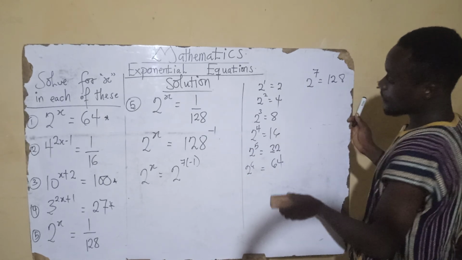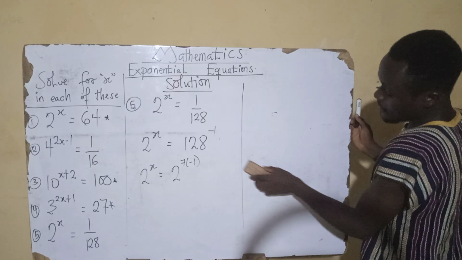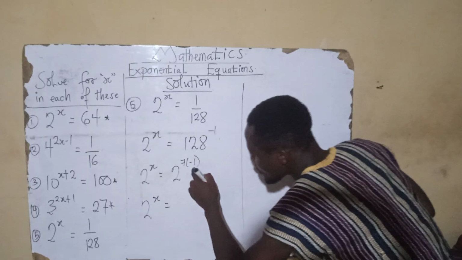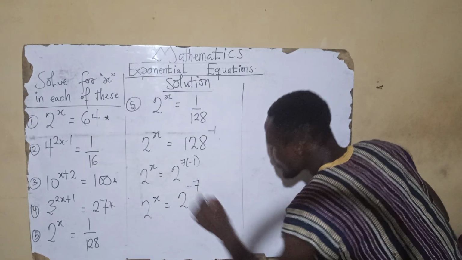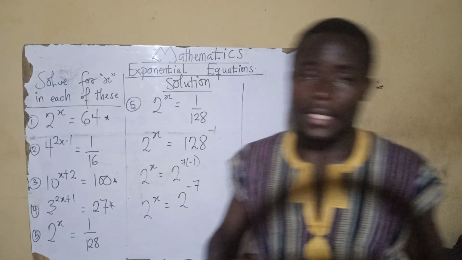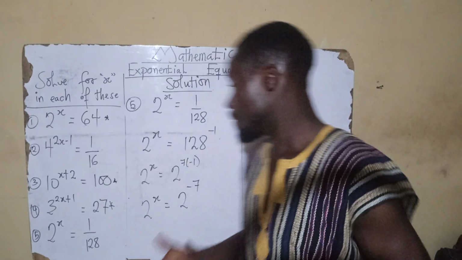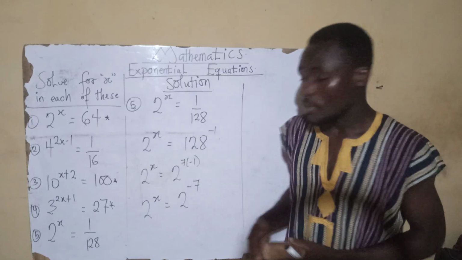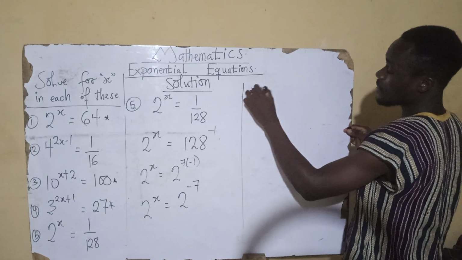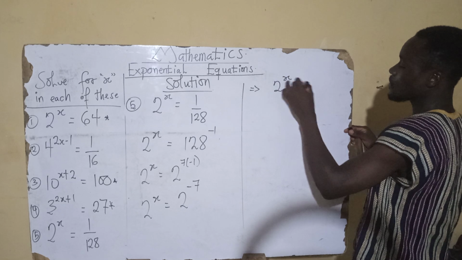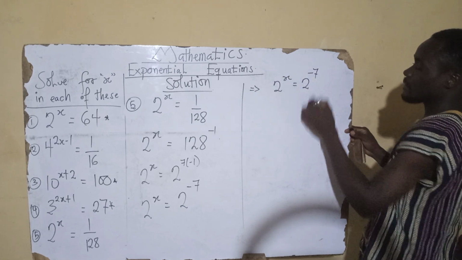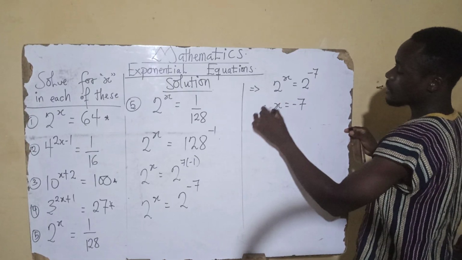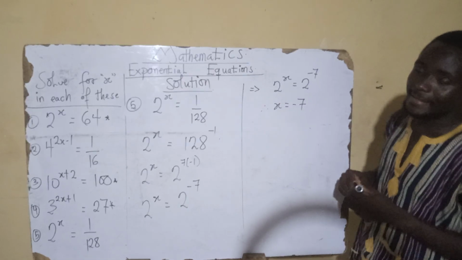Good. So let's continue. Clearing this, I now have 2 power x, which is equal to 2 power negative 7. I believe you are following and you are clear with that. So let's continue with the process. Now that the bases are the same, I can now do what? Equate the powers. So equating the powers, I have 2 power x equal to 2 power negative 7, and x is equal to negative 7. So therefore, x becomes negative 7.